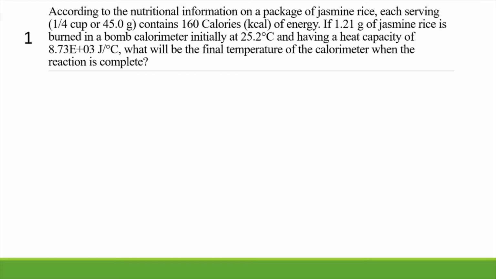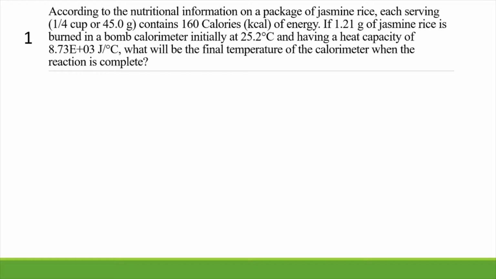Your first one tells you that according to the nutritional information on a package of jasmine rice, each serving contains 160 calories of energy. If 1.21 grams of jasmine rice is burned in a bomb calorimeter initially at 25.2 degrees Celsius and having a heat capacity of 8.73 times 10 to the third power joules per degree Celsius, what will be the final temperature of the calorimeter when the reaction is complete?